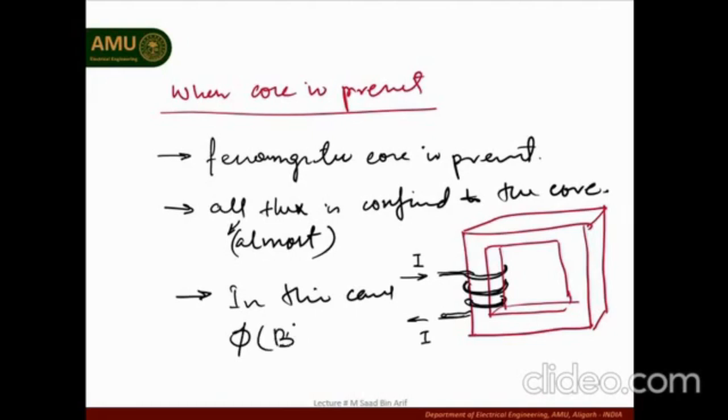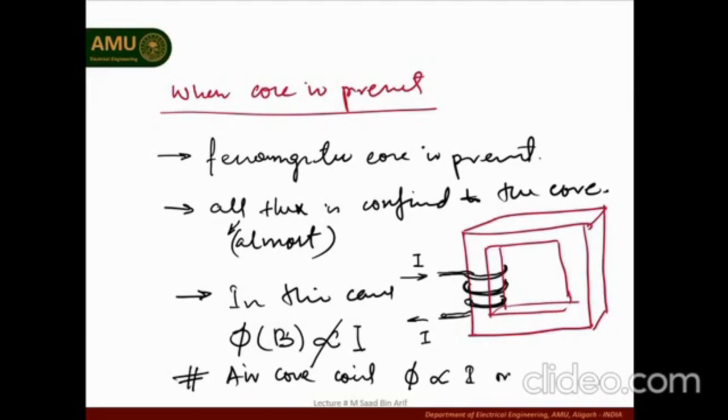Another interesting fact, you will find that due to the presence of core, the flux is now no longer proportional to the current. That is, the flux phi is no longer proportional to the current. That is, if we increase the current, flux increases, but the flux does not increase proportionally.